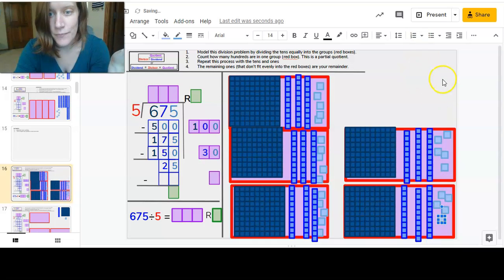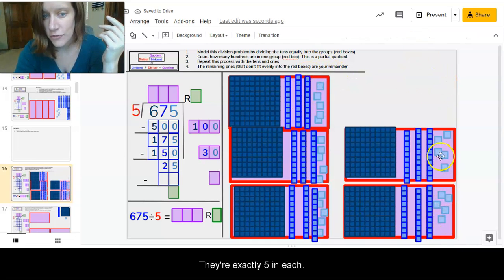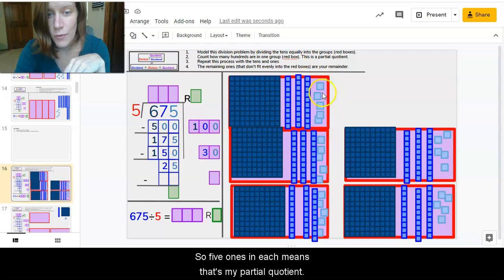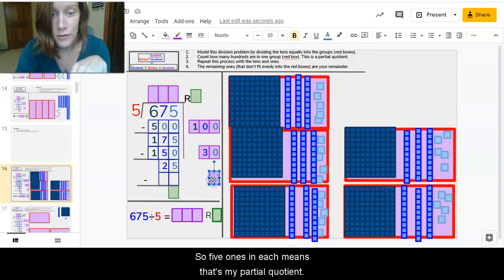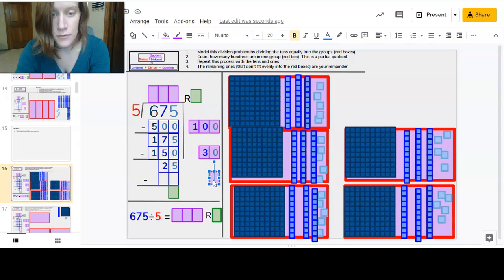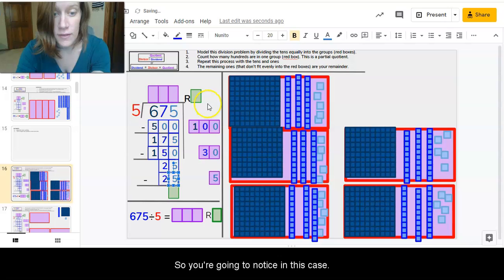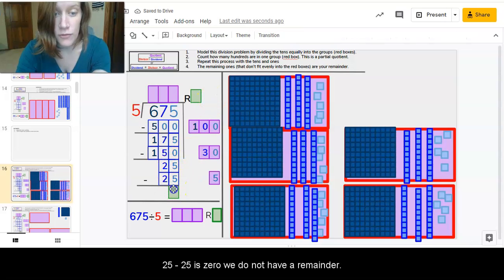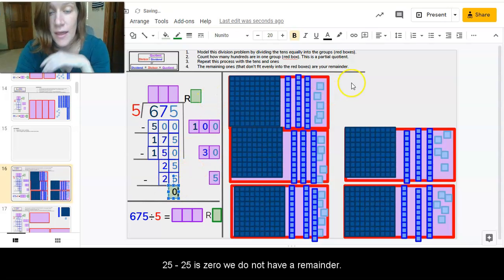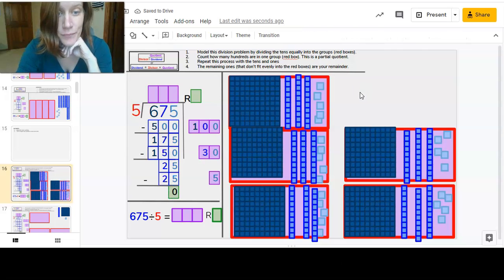All right, there we go. They're exactly 5 in each. So 5 ones in each means that's my partial quotient. So I'm putting a 5 here. 5 times 5 is 25. 5, 10, 15, 20, 25. And so you're going to notice in this case, 25 minus 25 is 0. We do not have a remainder.